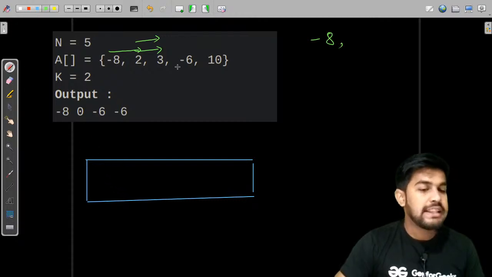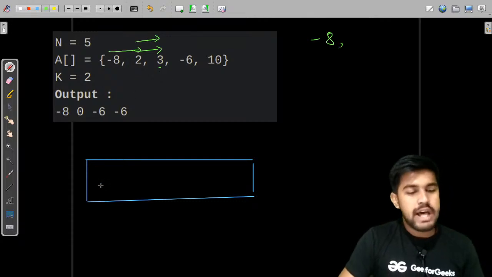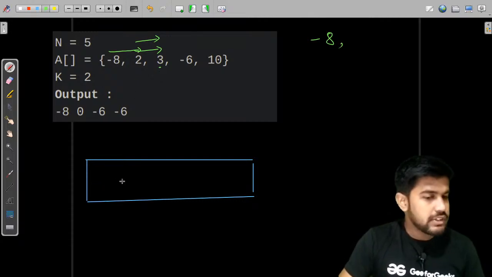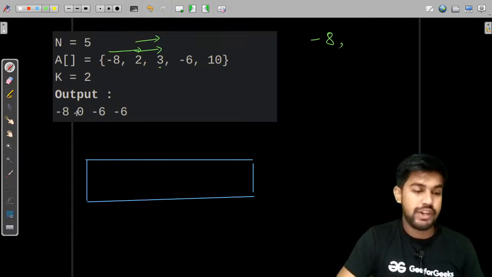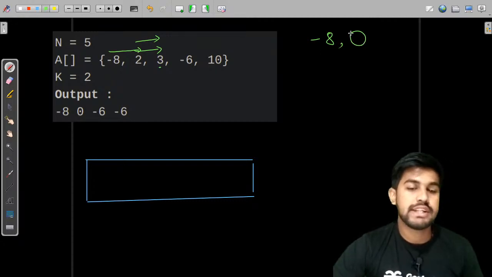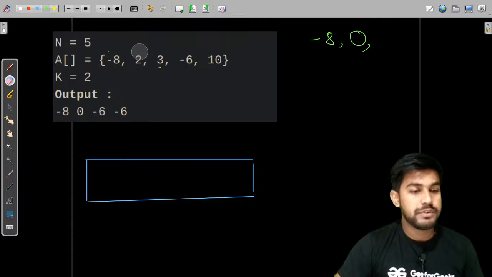Okay, and then we would include the last character if it is negative. So 3 is not negative, we won't include it. So now the queue is empty. So if it is empty, we can say that yes, the answer is 0. So we can say that yes, it is 0. Then we would go to the next window.